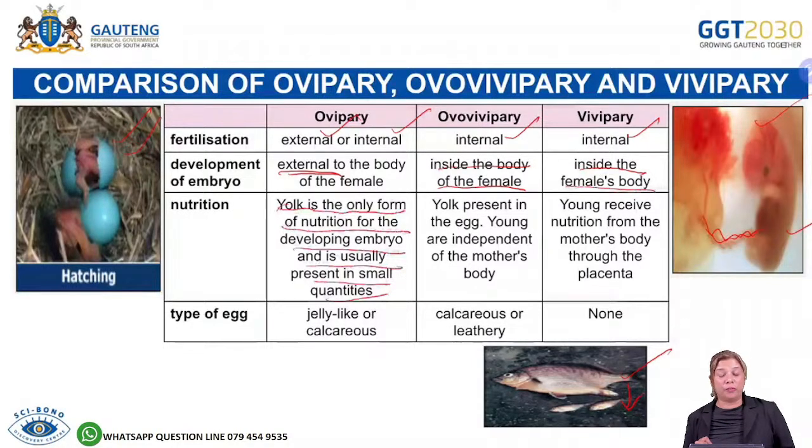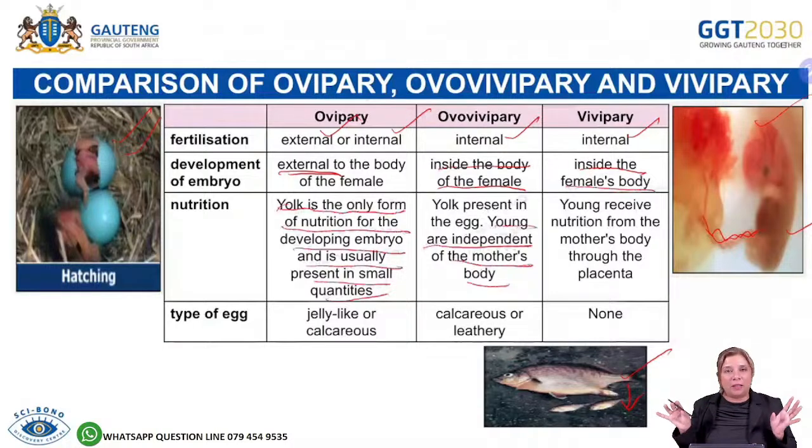When it comes to ovovivipary, the yolk is present in the egg, and the young are independent of the mother's body. So even though they're in the mother's body, the egg is inside, the developing embryo is inside the mother's body, in the egg, it's not part of the mother's body because there's no uterus. It's just an egg growing inside the mother's body. The mother doesn't supply it with nutrients or anything like that.